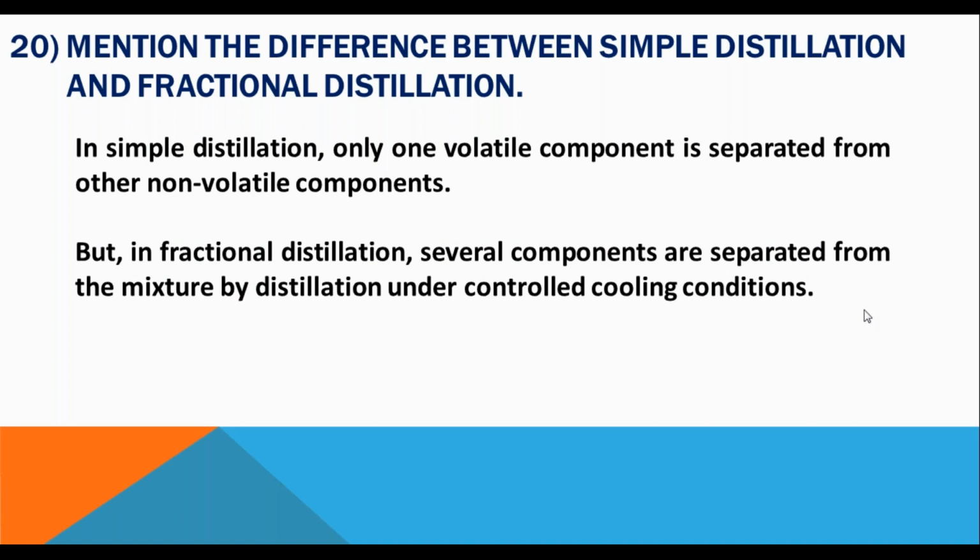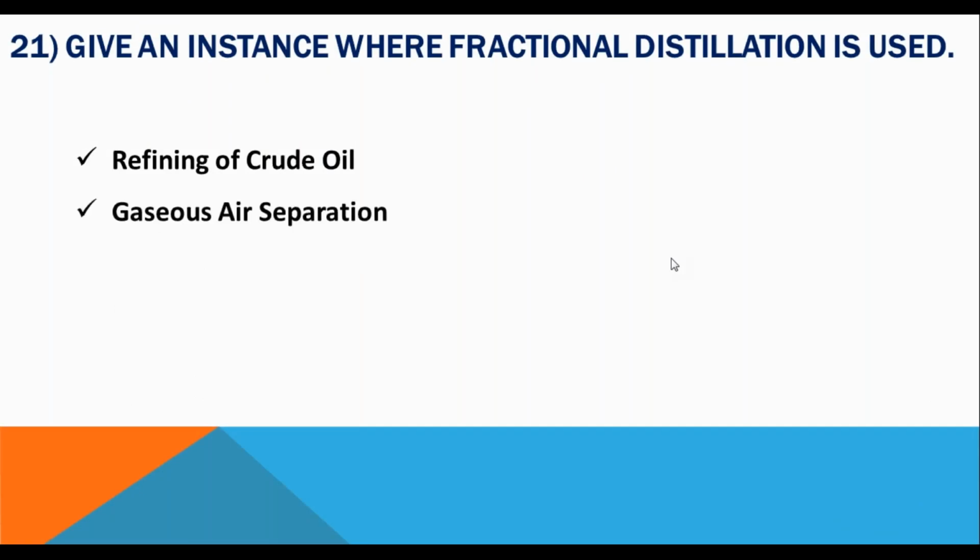Number 21. Give an instance where fractional distillation is used. In fractional distillation, we said there are many volatile components that we have to separate out one by one. So what are they? Refining of crude oil, right? Petrol, diesel, tar, everything we are separating out from crude oil. That is fractional distillation, and also gaseous air separation.